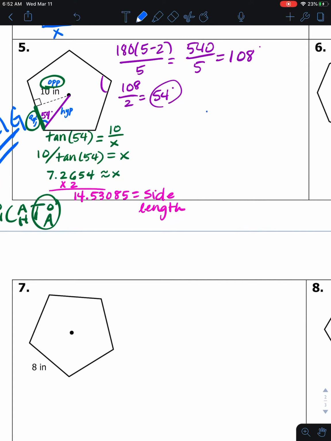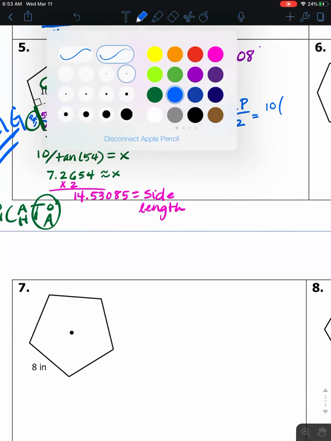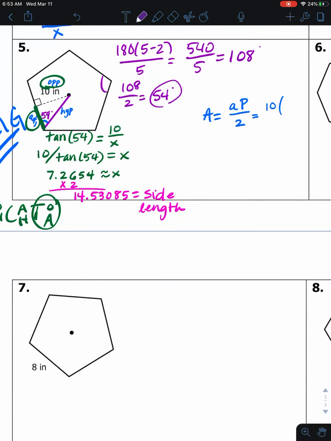Now all that's left is to find the area. Apothem times perimeter divided by 2. So that means we're going to do 10 for our apothem. Our perimeter, let's do a little recap here. I'm running out of colors here. Let's do dark purple here. Perimeter is going to be the side length, 14.53085, multiplied by the number of sides, which is 5. So I'm just going to type times 5 on my calculator, and your perimeter is 72.654 and so on.